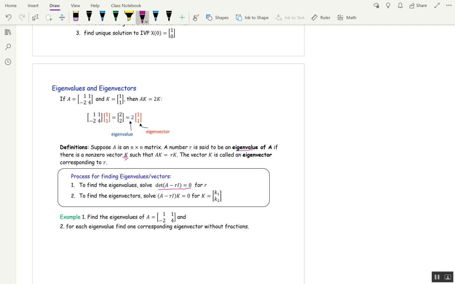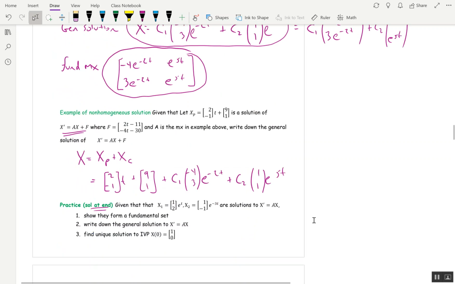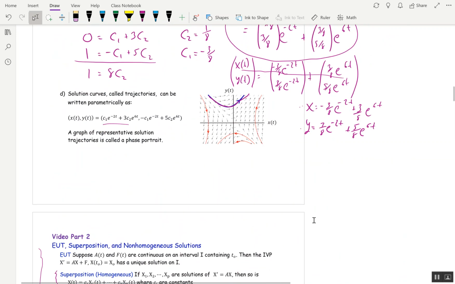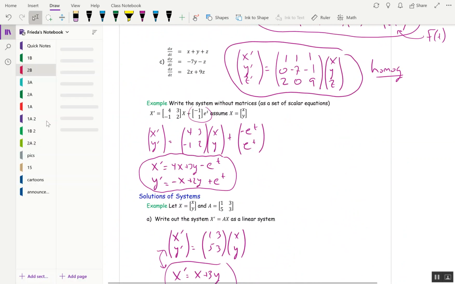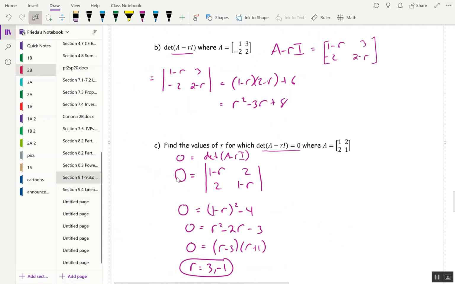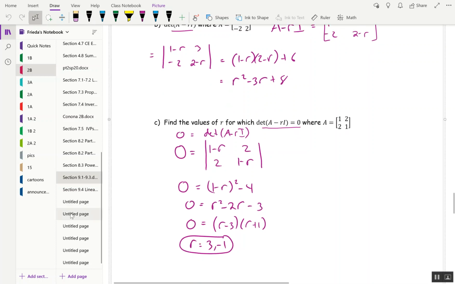Now, we've already done that. An example of that is, was it this section or the last section? I believe it was at the very end of the last section, 9.1 through 9.3, we found the values of r for which the determinant of A minus rI was 0. Okay, so we'll be doing that again.